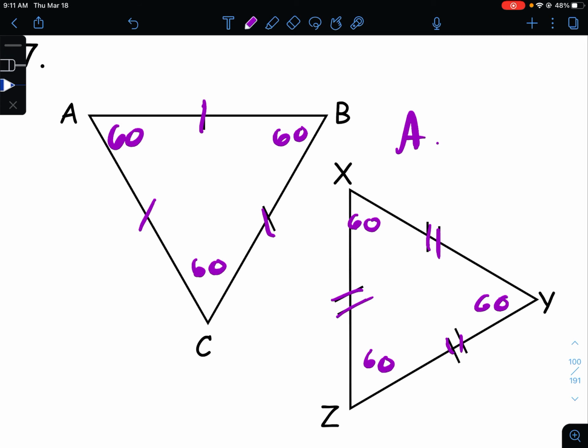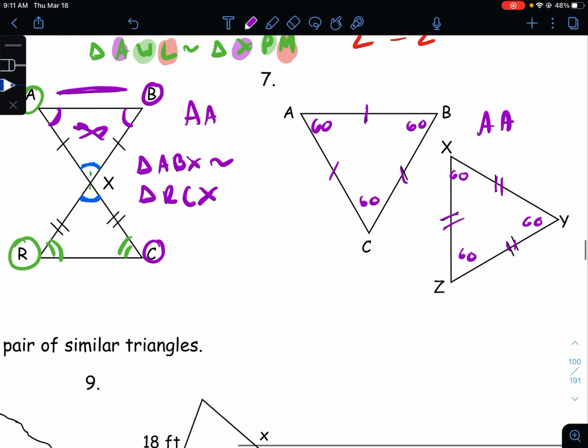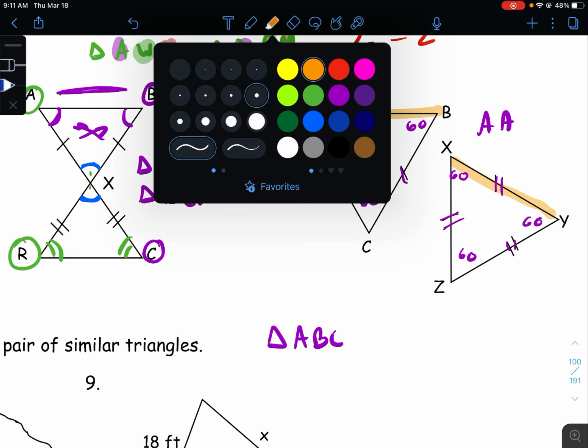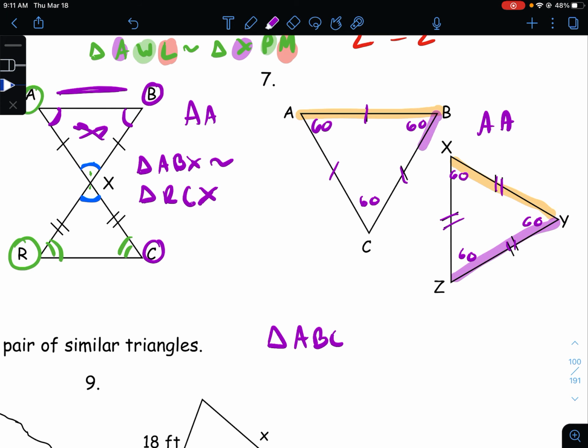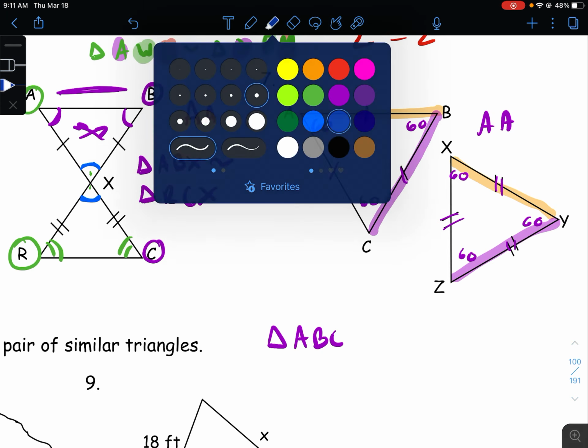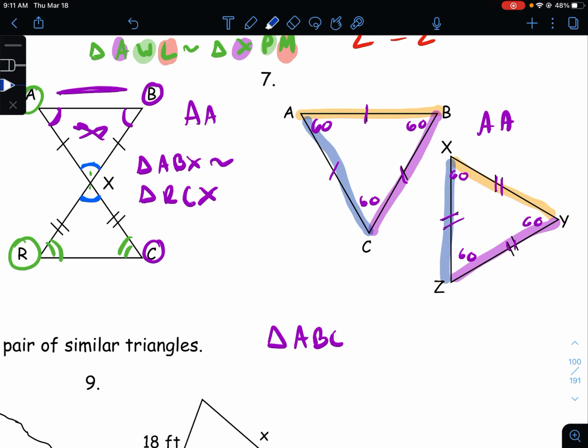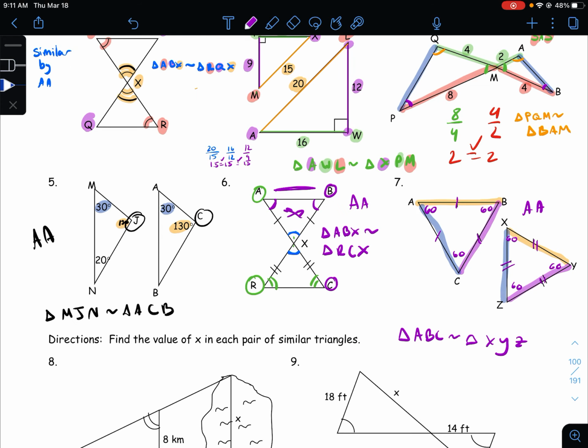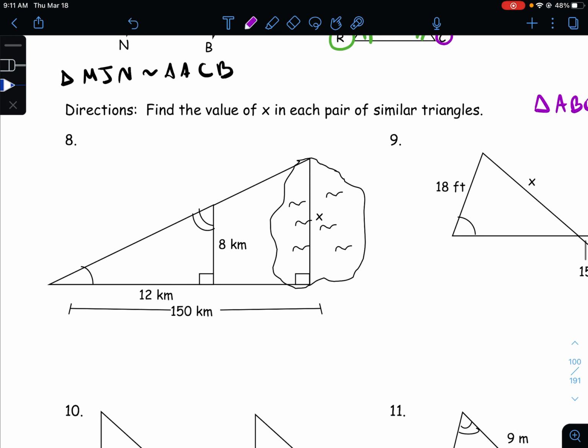And it's going to be an angle similarity. Now, in an equilateral triangle, the similarity statement could be written however you want. We could say like this side goes with that. Because all the angles are congruent, all the sides are proportional. So it's a little bit easier to do it for this one. So say ABC is similar to triangle XYZ. Very nice. All right, next.